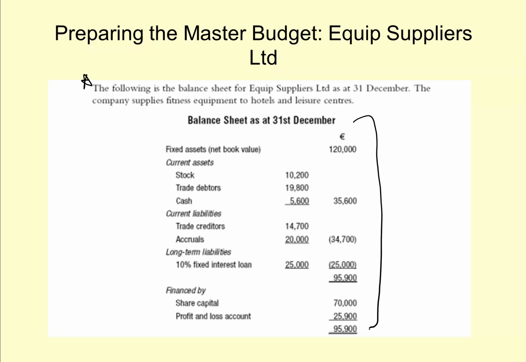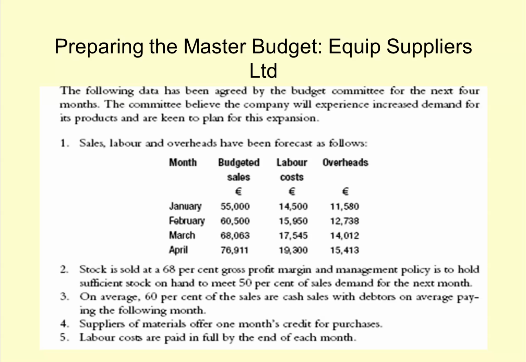Now, this is the closing balance sheet for the end of the year just finished. And what we're going to be doing is January, February, and March into the next year. So some of the figures here will be our opening balances. Now, just moving down through the question.